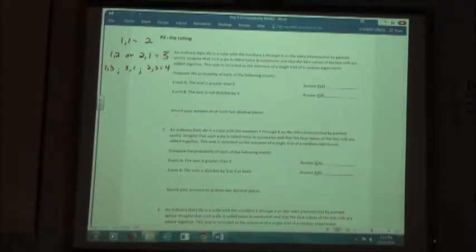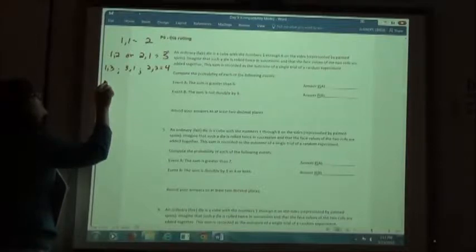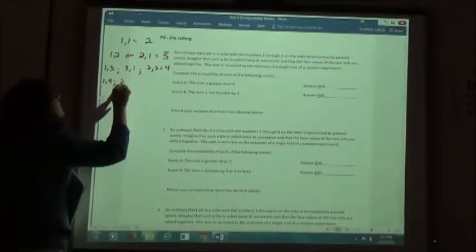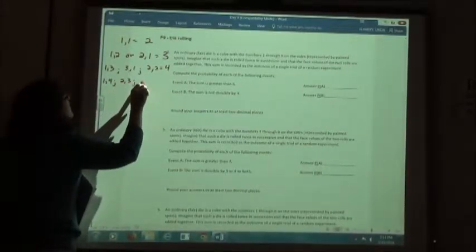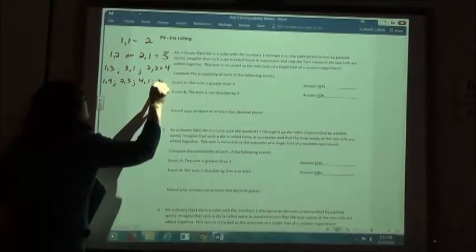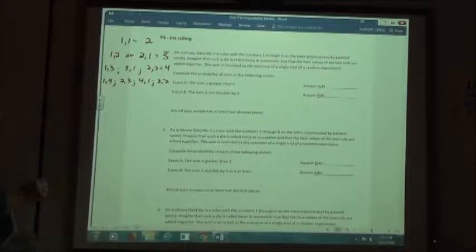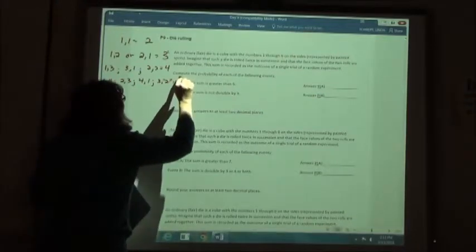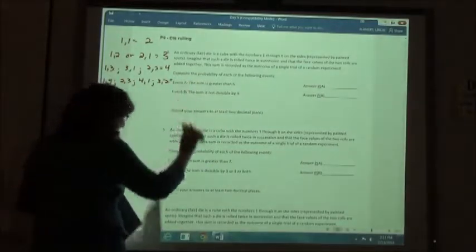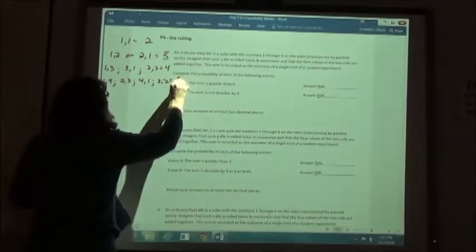How about 5? 1 and 4, 2 and 3, 4 and 1, 3 and 2. Did we get them all? 1, 2, 3, 4. Yep, that's what I have listed. 4 of them. I had 4 ways to get 5, and my sum was 5.